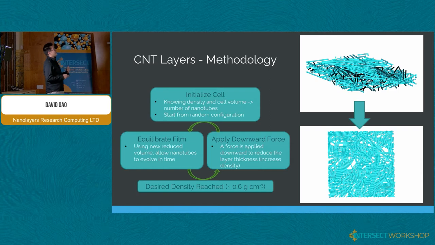So instead of starting from a crystalline structure, we actually just initialize a huge cell, and based on the density and the final dimensions of the device that we get from experiment, we know how many nanotubes should be in there. What we do is cycle between applying a downward force, performing some molecular dynamics steps, and equilibrating the film. We repeat these, and eventually you reach a desired density, the density that matches experiment. So through this scheme, we can create layers of carbon nanotube films with the density that they get experimentally.